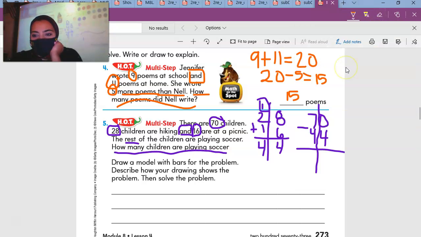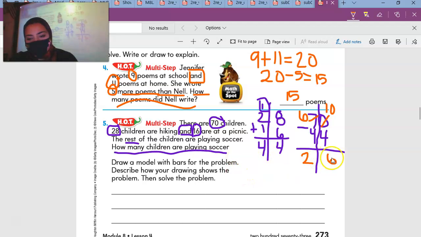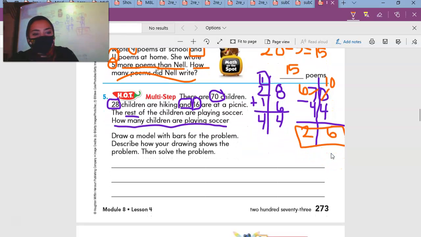So 0 take away 4. Can we do that? No. If the top number is smaller than the bottom number, you have to regroup. 7 becomes a 6, and 0 becomes a 10. Very good. What's 10 take away 4? 6. What's 6 take away 4? 2. How many children are playing soccer? 26 children. Very good. Box 26, because that's your final answer.